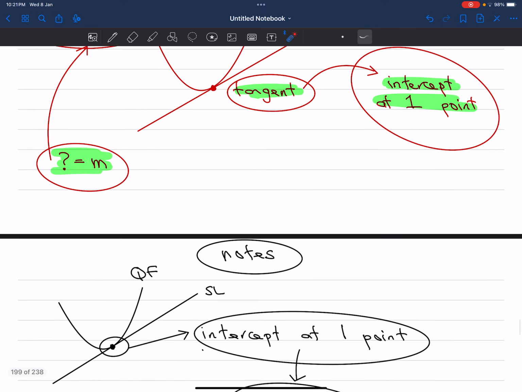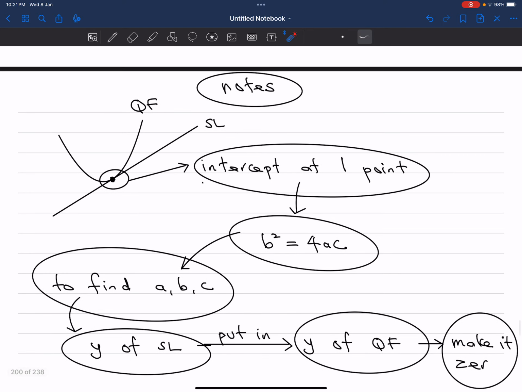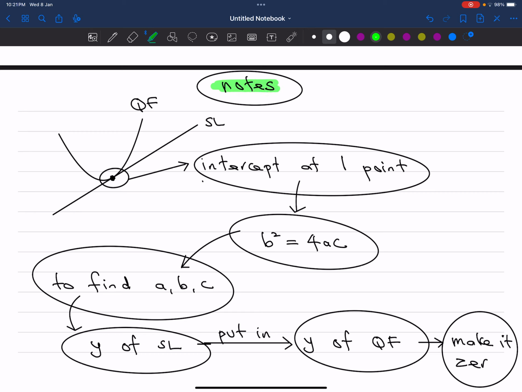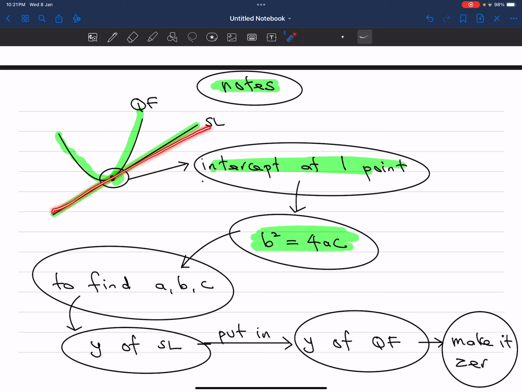Now we need some notes. What are the notes we need? When you have a straight line that is intersecting a curve at one point, the formula to be used is b squared equals to 4ac. That's all. When the straight line intersects the curve at one point, the note is b squared equals to 4ac. Now, to find the a, b, c, it's a bit tricky.